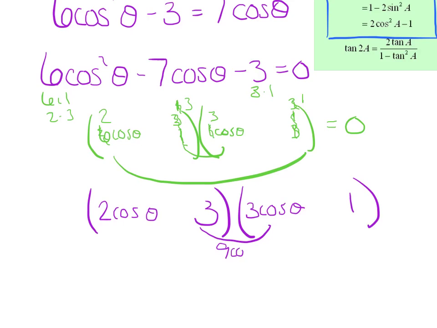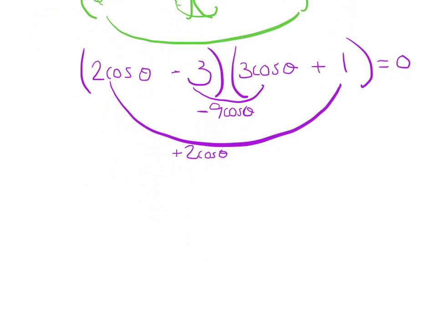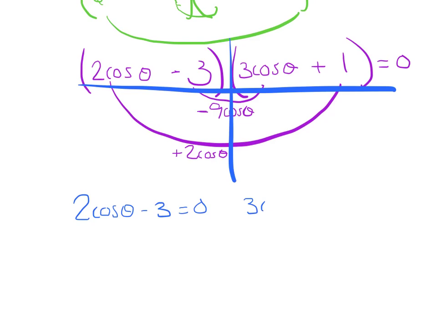Inside, I've got 9 cosine theta. Outside, I have 2 cosine theta. If I want a negative 7, that means the 9 has to be negative and the 2 has to be positive, and those ends multiply to a negative 3. Beautiful. All right, set each piece equal to 0. So 2 cosine theta minus 3 equals 0. So there's my teeing it up. And 3 cosine theta plus 1 equals 0.